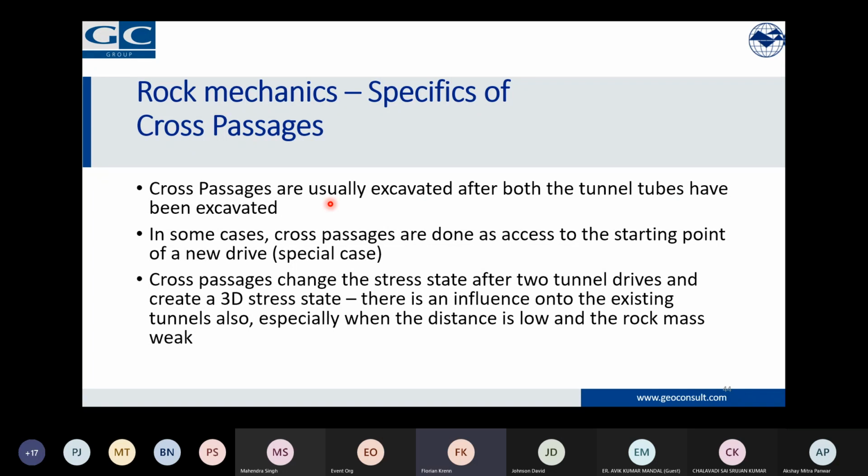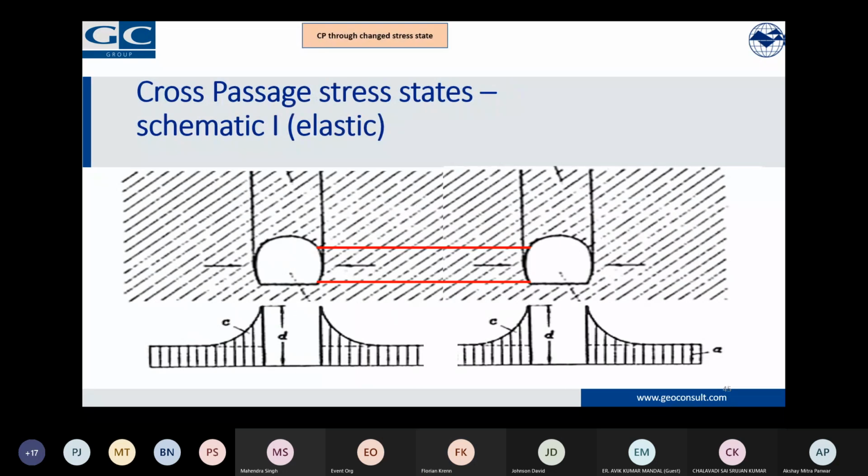And there is one thing, the cross passages again change the stress state after 2 tunnel drives. So we have another stress state, and this stress state we cannot replicate with a normal plane strain analysis. So this is now a 3-dimensional stress state, and there is some influence onto the existing tunnels also, especially when the distance between the tunnels is very low and the rock mass is weak.